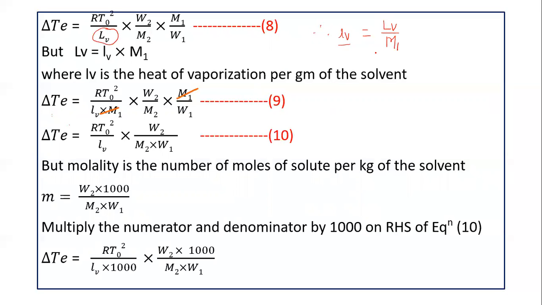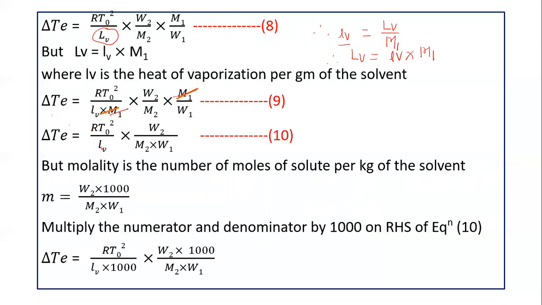Therefore capital LV is equal to small LV into M1. Substitute into equation 8. You can see here we substitute small LV into M1. M1 is in the denominator and M1 is in the numerator, so they get cancelled. So equation 9 can be written as delta T is equal to RT0 square divided by small LV.